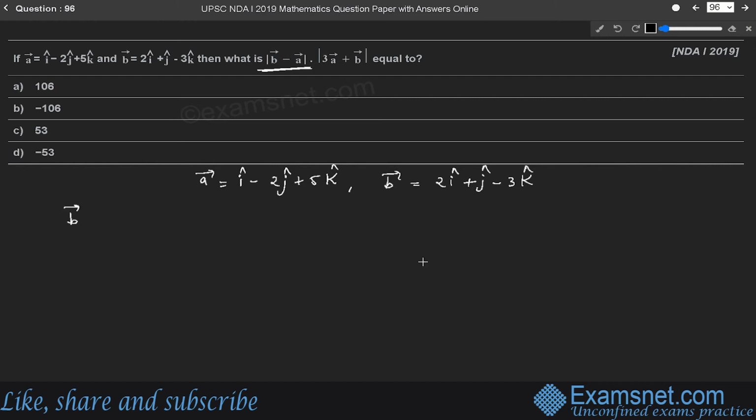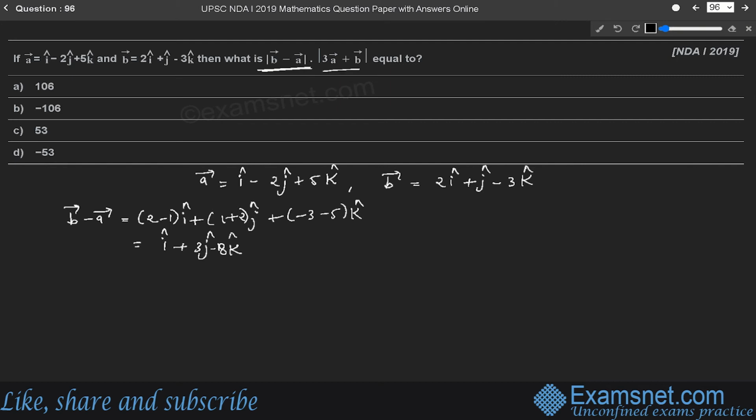So B vector minus A vector will be equal to (2 minus 1) i cap plus (1 plus 2) j cap plus (minus 3 minus 5) k cap, which will be equal to i cap plus 3j cap minus 8k cap.